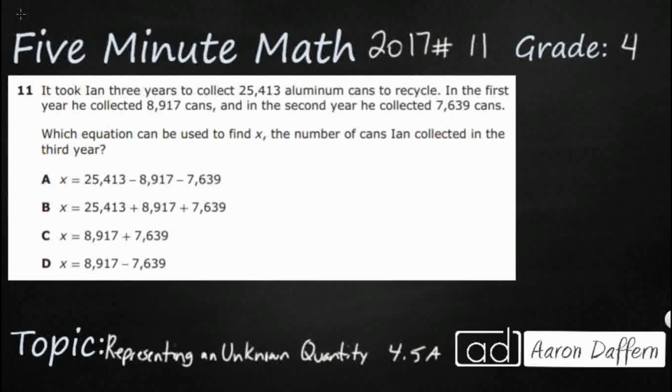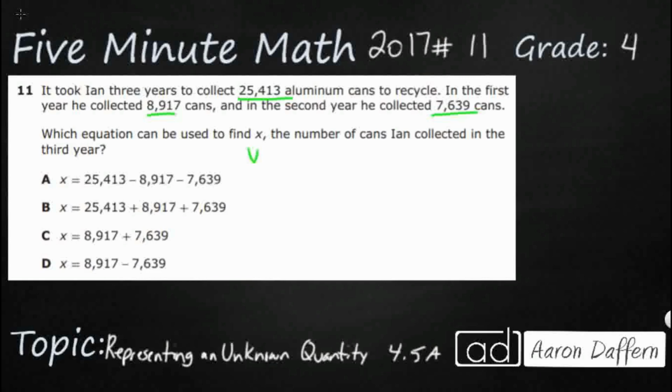So, it took Ian 3 years to collect 25,413 aluminum cans to recycle. In the first year, he collected 8,917. And in the second year, he collected 7,639 cans. So which equation could be used to find X, the number of cans that Ian collected in his third year? Oh, that's going to be tough. So let's see if we can figure this out.